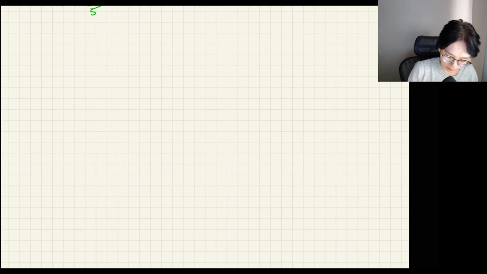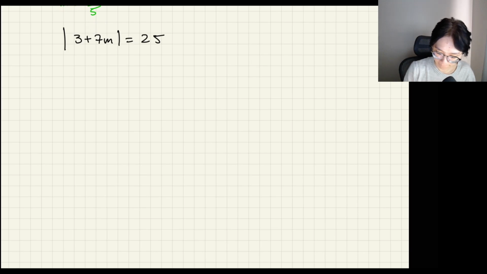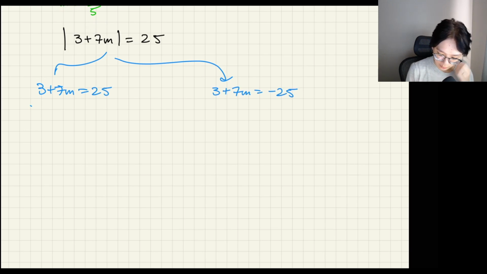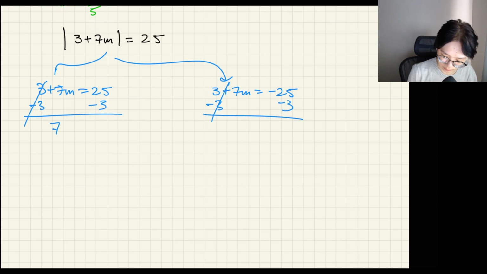Another example. 3 plus 7m equals 25. Again, two different equations. 3 plus 7m equals positive 25. 3 plus 7m equals negative 25. Minus 3 on both sides of each. Cancel, cancel. 7m is equal to 22 over here. 7m is equal to negative 28 over here.